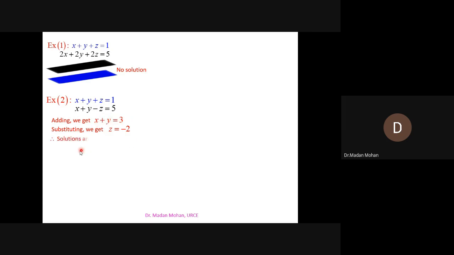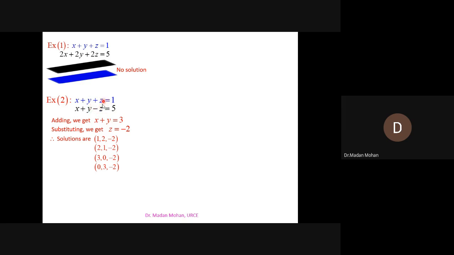So, the x, y, z which satisfy the given equations are x plus y equal to 3 and z equal to minus 2. For example, I can give 1, 2: 1 plus 2 is 3, and z value minus 2. Another solution: x plus y should be 3, therefore 2, 1, z value minus 2. Not only this, x value 3, y value 0, z value minus 2, or 0, 3. Like that, I can give many solutions for the given system of equations.